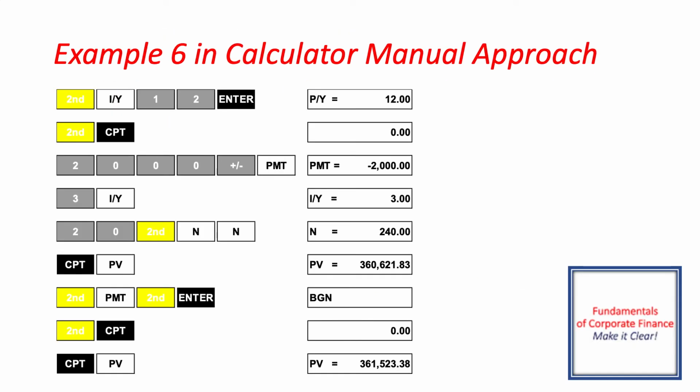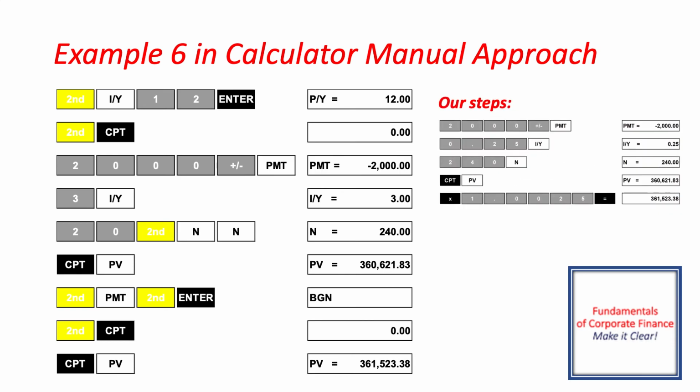This is what happens if we follow the steps shown in the calculator manual to tackle example 6. If we compare these steps with ours, you can see that ours are fewer and therefore more efficient. As I have mentioned, one reason for the less efficient steps in the calculator manual is that the calculator manual treats IY as annual interest rate, and so it would need to enter payment frequency from the very beginning in order to find the period rate. We don't do this as we enter the period rate directly.